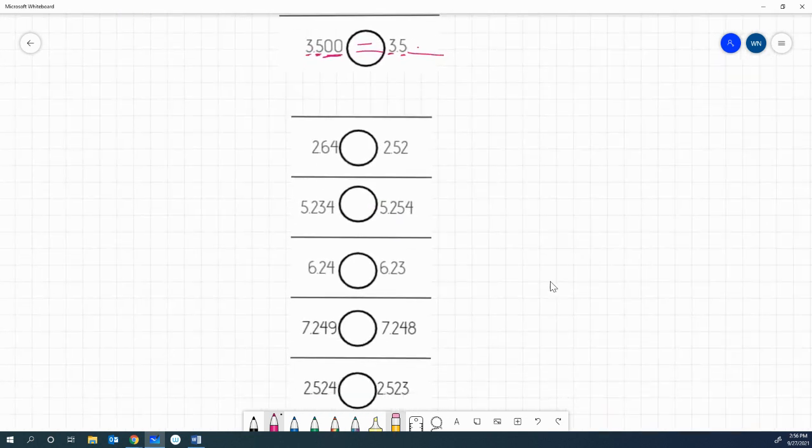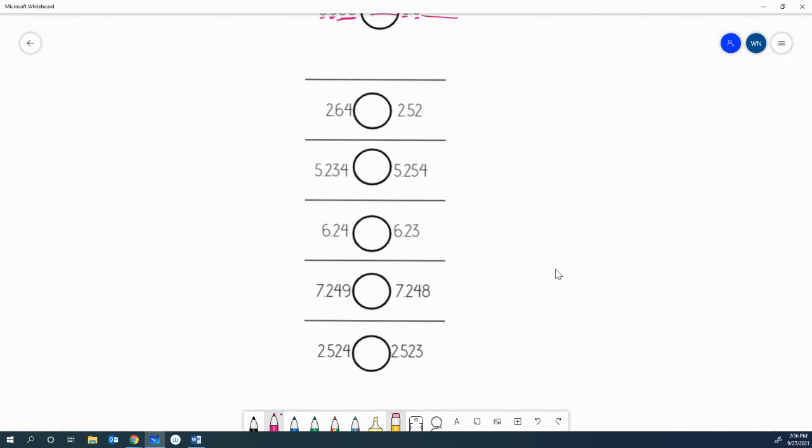I want to have you start trying some of these on your own. So go ahead and try this first one. 2 and 64/100ths compared to 2 and 52/100ths. For this one, let's compare: the 2 in the ones place is exactly the same. Then we get to the 6 in the tenths place and the 5 in the tenths place. I can tell that my 6 is bigger than my 5, so it is greater than.